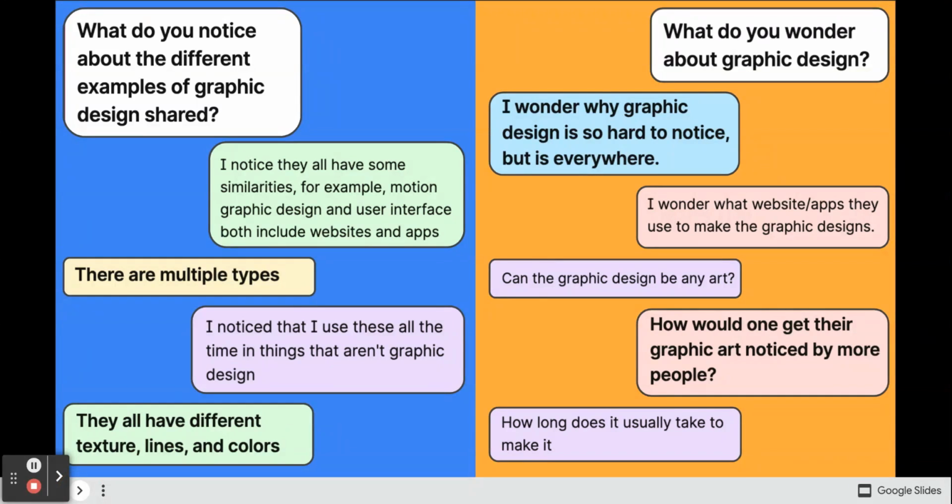First, we went back to the basics and reviewed the basic design elements: line, shape, form, texture, and balance, and how they are used in graphic design. We read about the different types of graphic design and where we might encounter them in our world. And then students shared their noticings and wonderings on the topic so far.